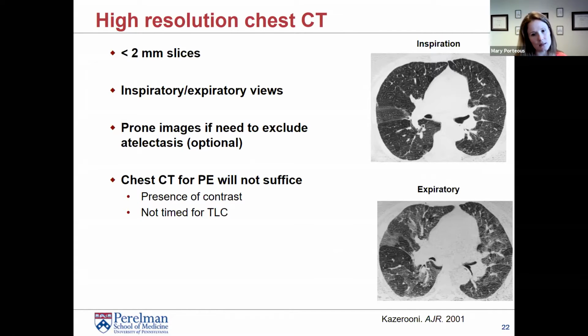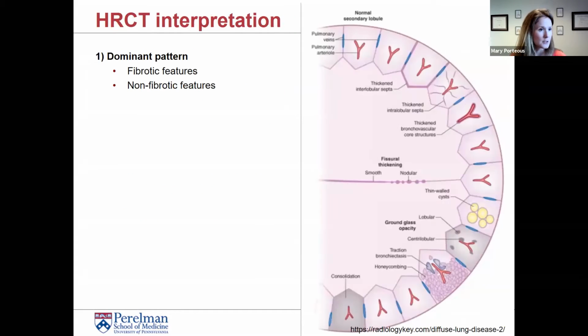And usually the PE scan is timed for the dye timing to assess for PE and not for a maximal inspiration. So you see many people who are mid-exhalation and get the CAT scan, and it looks like there's a whole bunch of ground glass there, right? That may not be there, where the pattern may change based on getting an adequate CT.